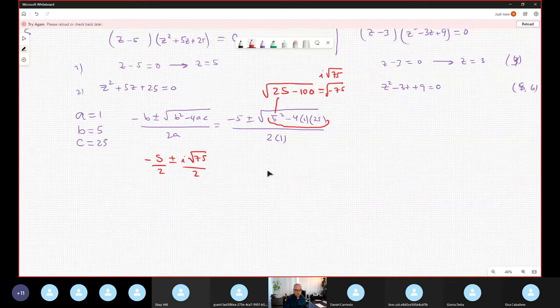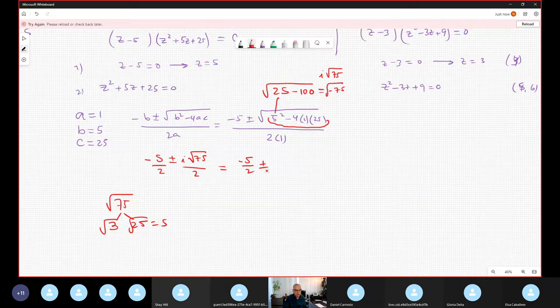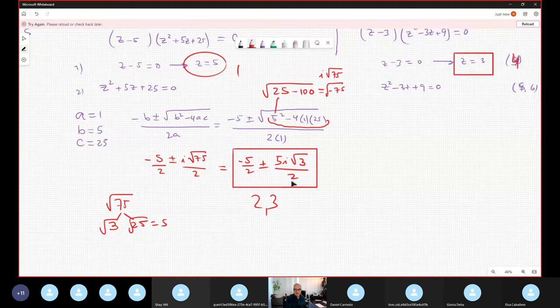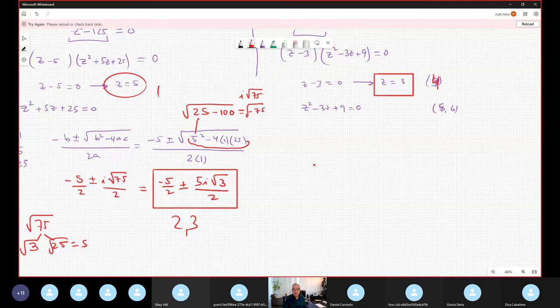I suppose that we can simplify this part a little bit. 75 is divisible by 25, it's 3 times 25. The square root of 75 is the square root of 3 times the square root of 25, which is 5. And one fantastic way to simplify is minus 5 over 2 plus or minus 5i radical 3 over 2. Boom, we have two more solutions. This is 1, this is 2, and 3 solutions, 4 is this.